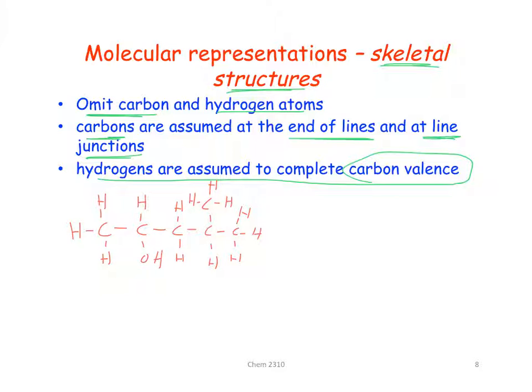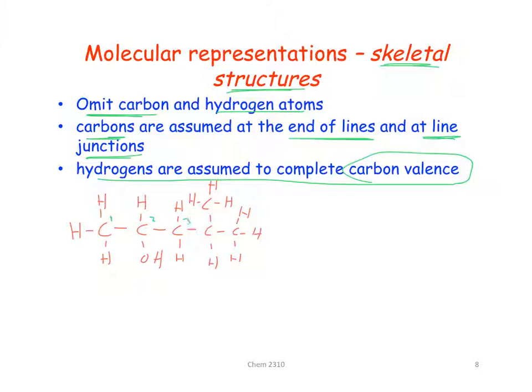Alright, so when we do skeletal structures, what we're going to do if we have just a carbon chain is draw it as a zigzagging line. I'll show you later why we do that. It has to do with the stability of the chain. So what we want to notice here is how many carbons we have in a row.